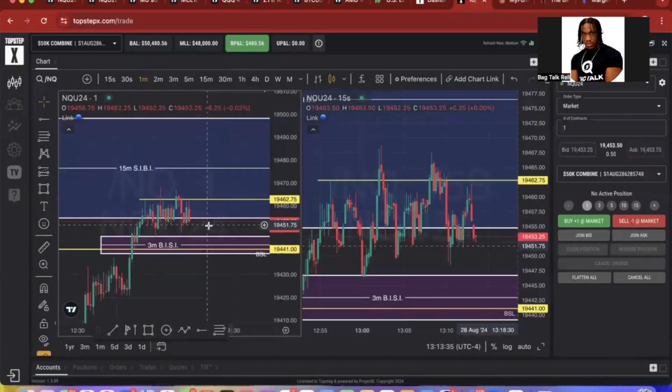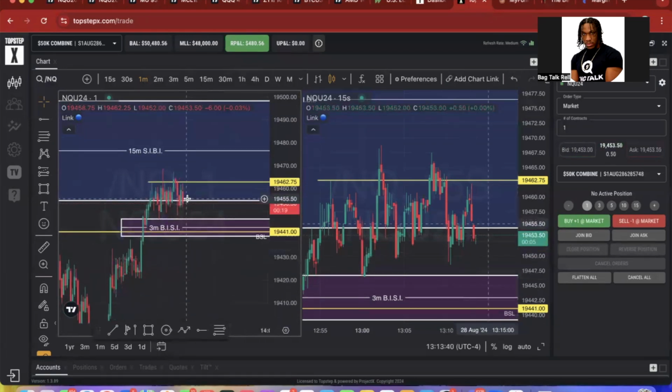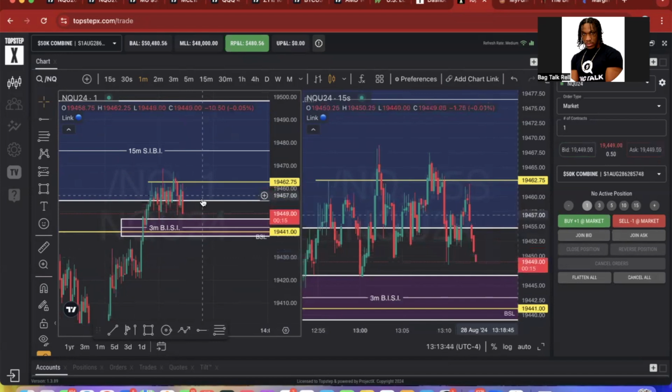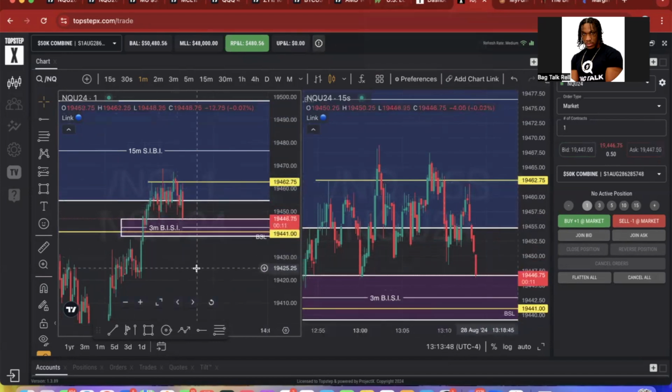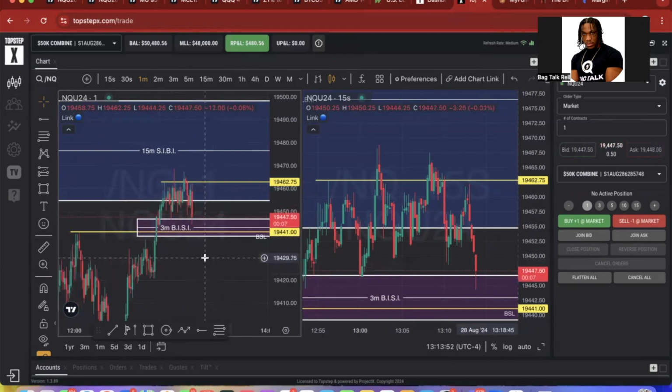So as I watch this consolidation, let me explain what's really going on right now. A day like today is the day of NVIDIA's earnings. NVIDIA's earnings is after hours. There's also no relevant news on the economic calendar. And so I felt it was a great day to trade an eval instead of my regular money.